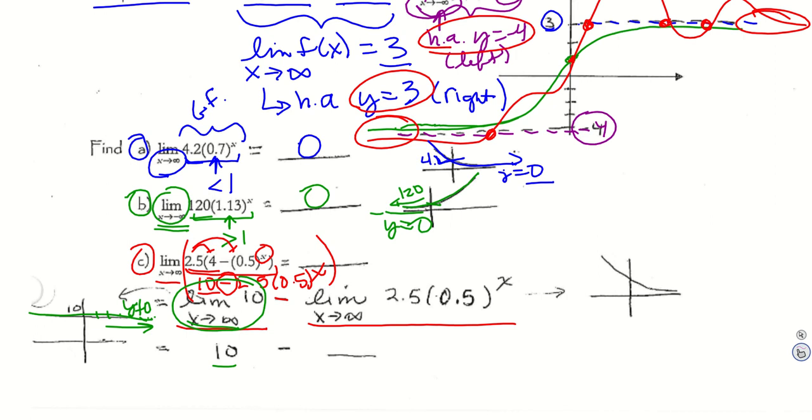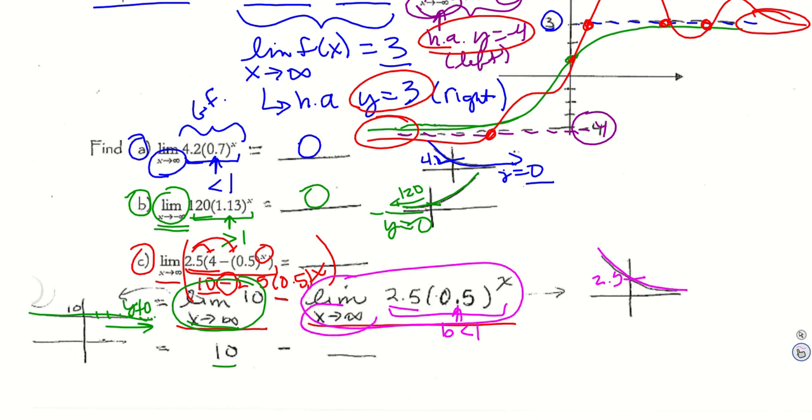Now I'm going to look at the limit of 2.5 times 0.5 to the x. This is an exponential function in general form. The 2.5 is my y coordinate, and this 0.5 is my b value, which is less than 1. So I know that my function is decaying.